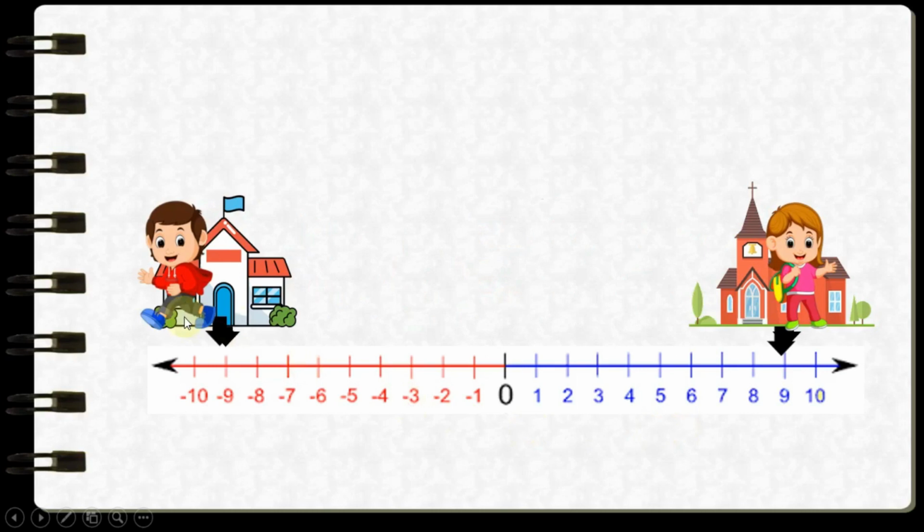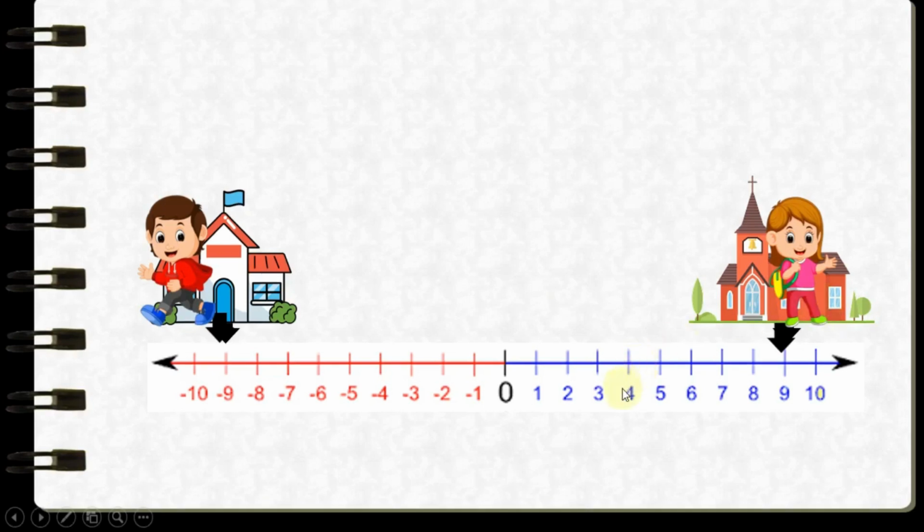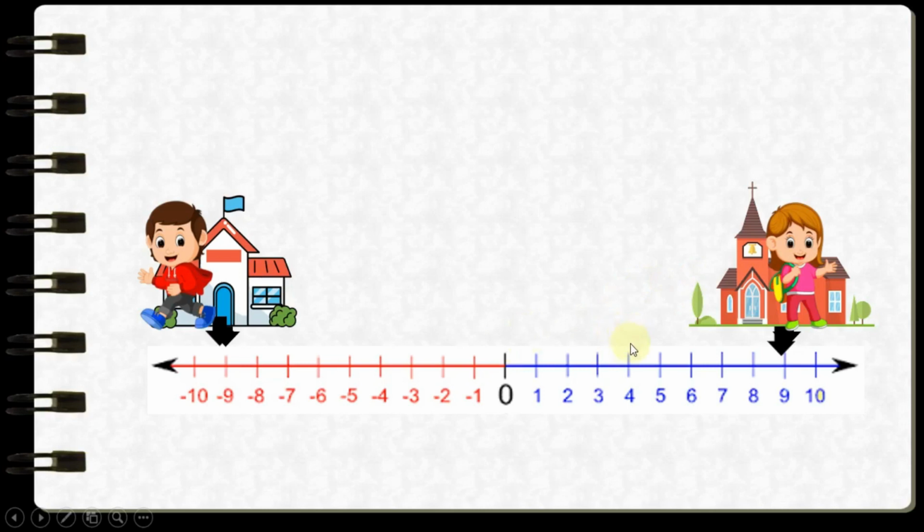So you can see that the boy traveled 9 units to the left of 0, and the girl traveled 9 units to the right of 0. So finding the distance of the boy from the origin, which is 0, we have 9 units. The distance traveled by the girl from 0 going to the church is also 9 units.